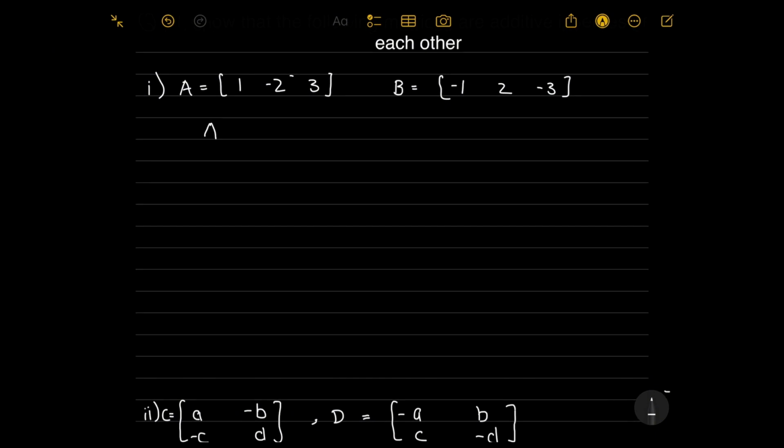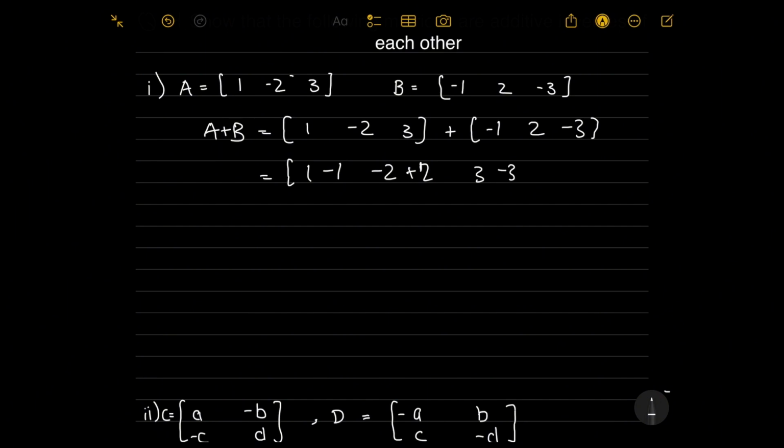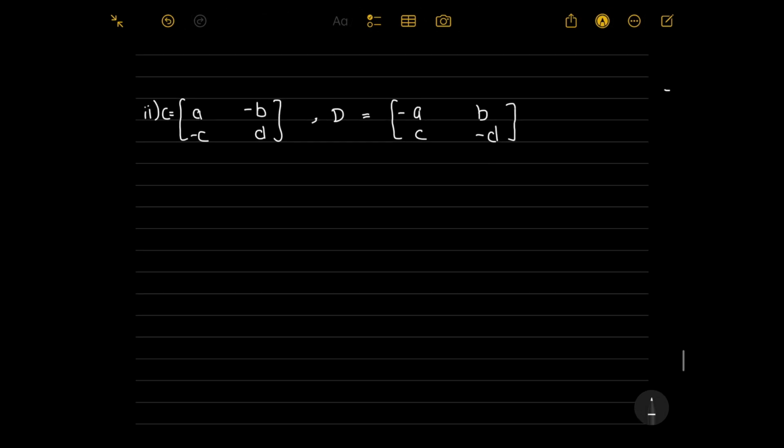So adding these both, A plus B will give us 1, okay, let me just write it separately first and then together, then plus minus 1, 2, minus 3. So 1 minus 1, minus 2 plus 2, then 3 minus 3 equals a null matrix. So A and B are additive inverses of each other.